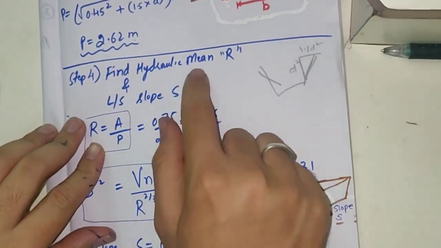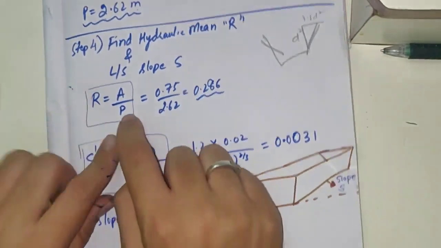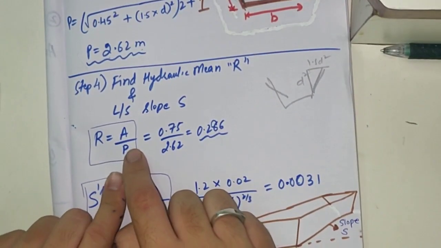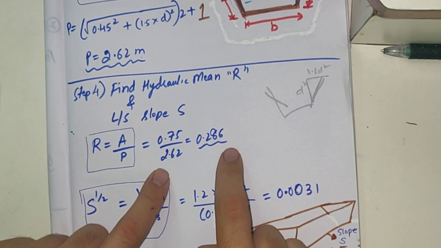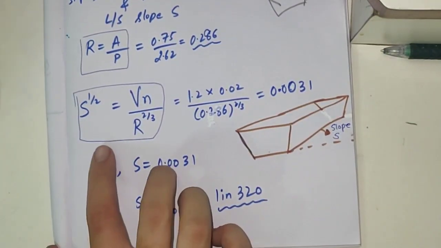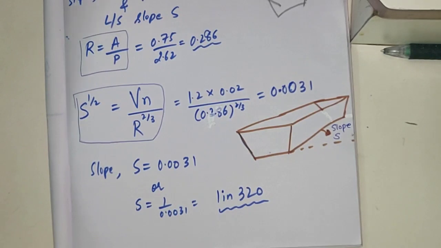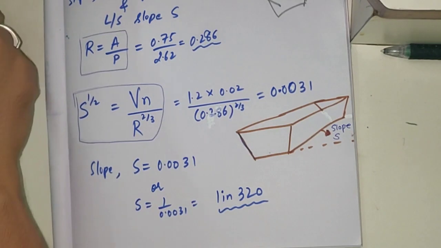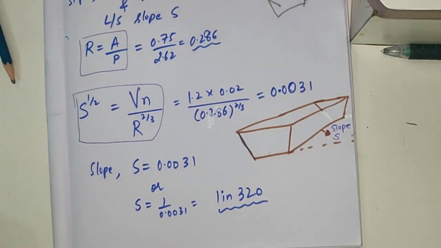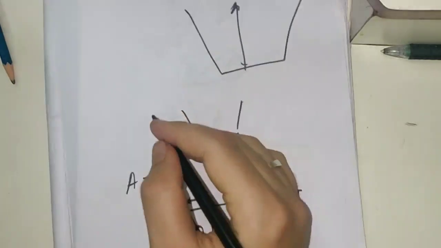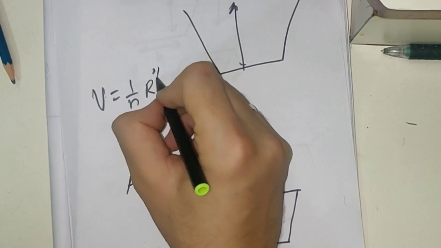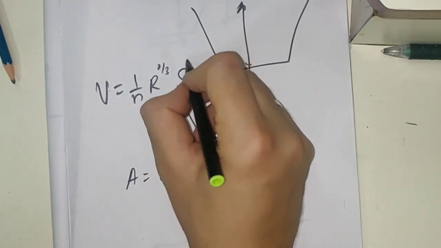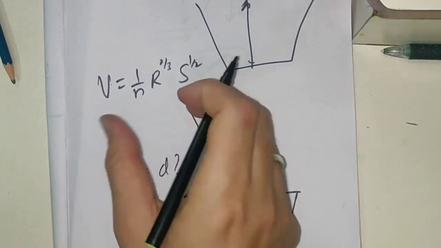Next step, you have to find the hydraulic mean, that is R. Hydraulic mean R is equal to area by perimeter. Area you have known in the previous step, 2.62 is the perimeter here, and you get this value of R. Okay. Next, using Manning's formula. Why do we use Manning's coefficient formula? We generally use it to find out the velocity. So the formula is V is equal to 1 by n into R to the power 2 by 3 into S to the power 1 by 2. You have studied this in your 4th semester hydraulics.